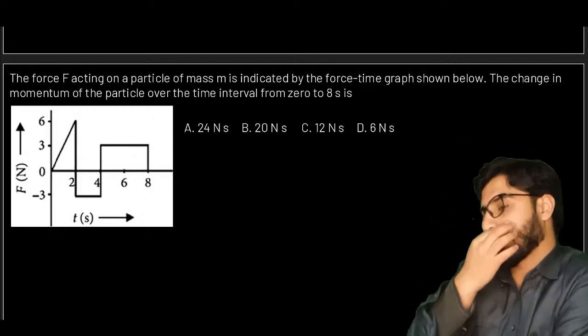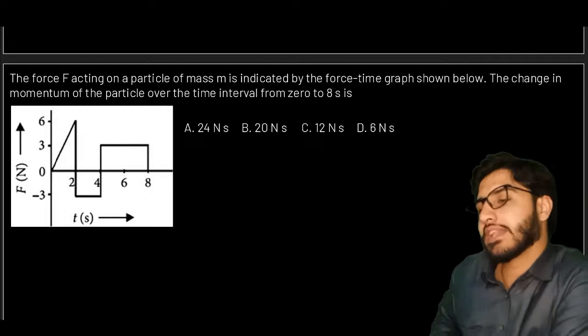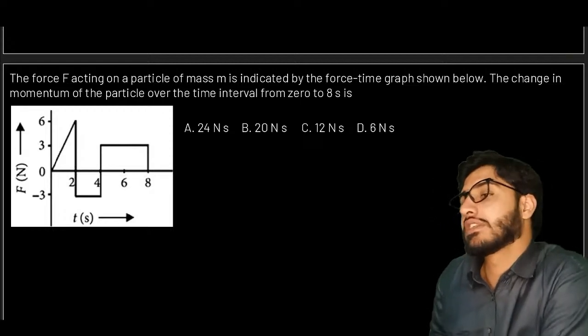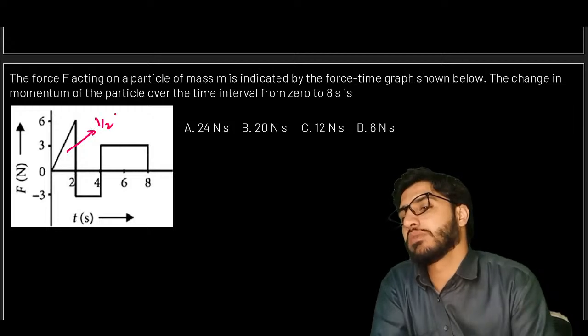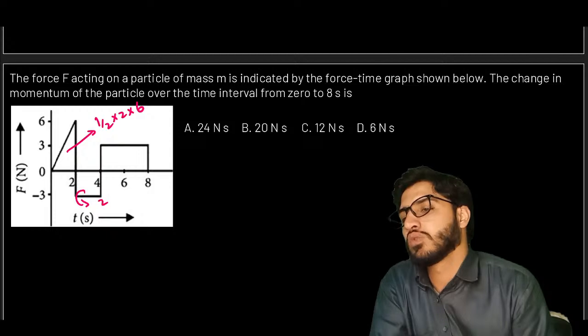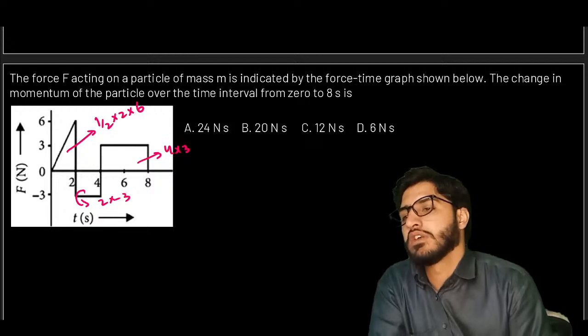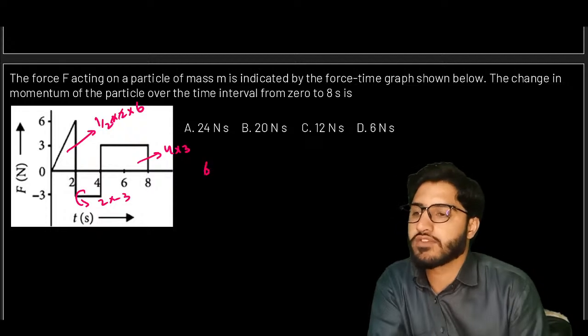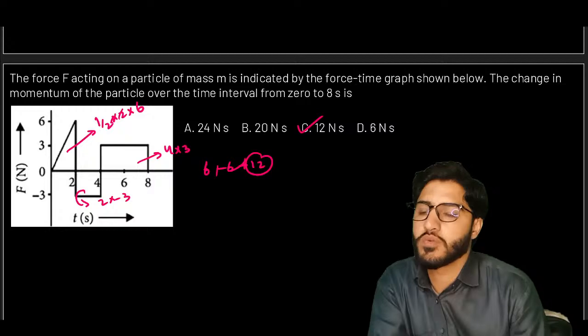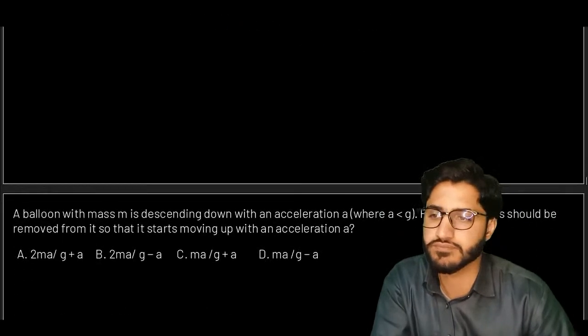So basically, the graph is given to us. We know that the area under the graph gives us the impulse and the change in momentum also, right? So for this one, it is 1 by 2, base is 2, so it is going to be 6. This one is 2 into minus 3, and this one is 4 into 3, so this would be 6. So I can write 6 minus 6 plus 12. Answer is 12, right? You can see answer 12 is correct.